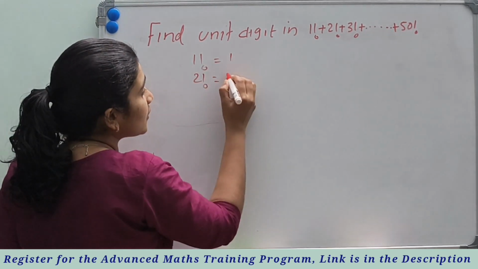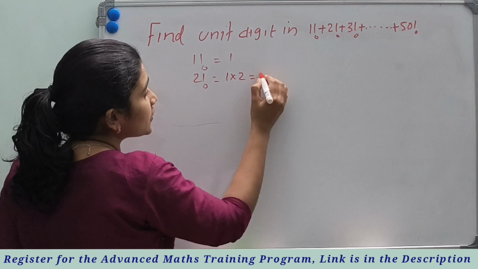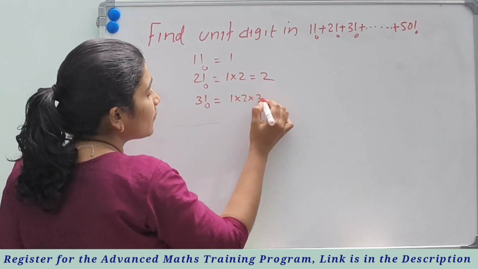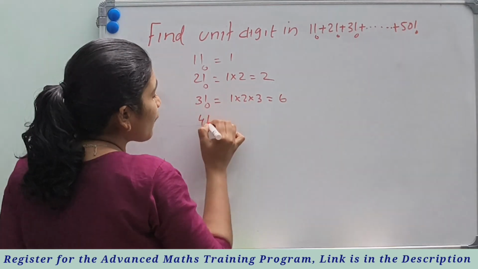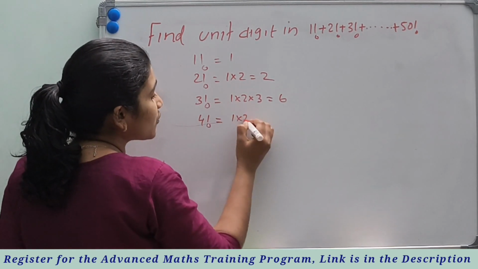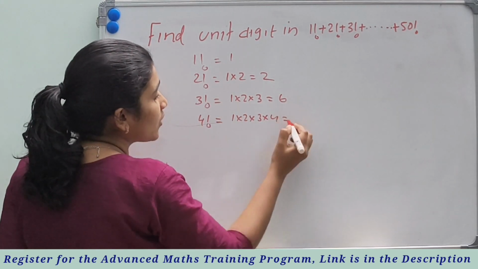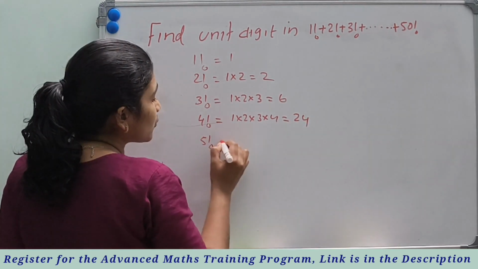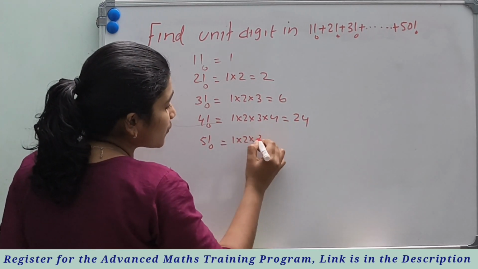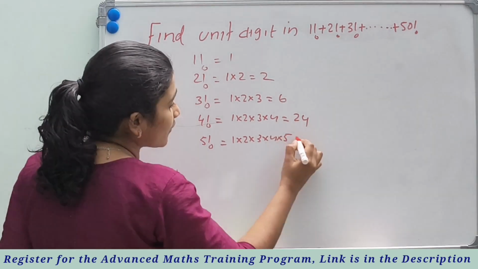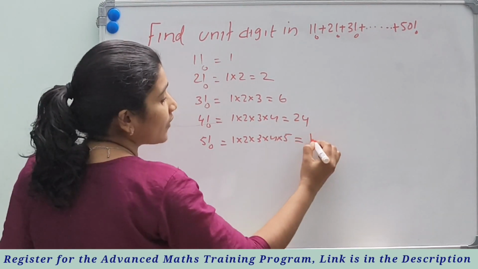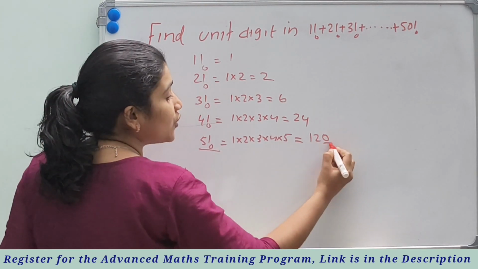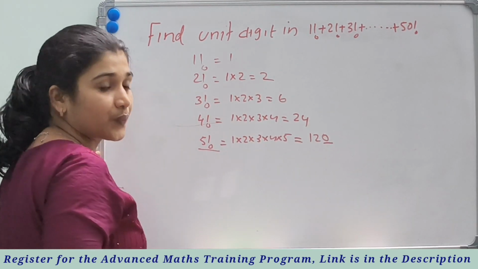2 factorial is equal to 1 into 2, which is 2. And 3 factorial is 1 into 2 into 3, which is 6. And 4 factorial is equal to 1 into 2 into 3 into 4, which is 6 into 4, 24. And 5 factorial is 1 into 2 into 3 into 4 into 5, which is 24 into 5, 120. Now you can see in 5 factorial we have unit digit 0.